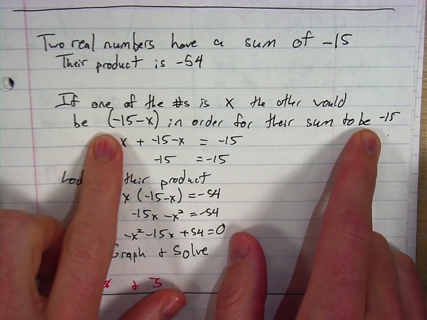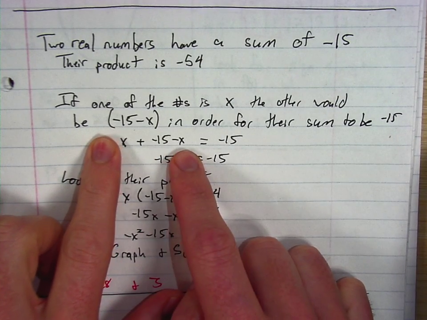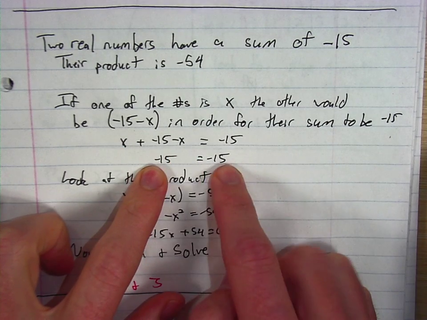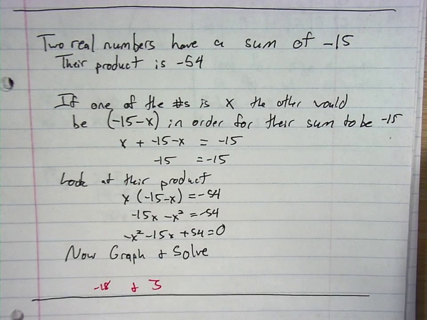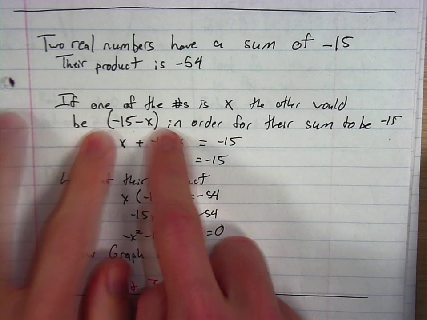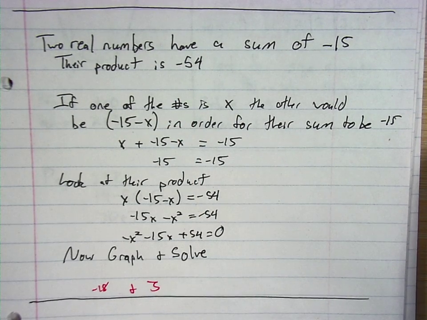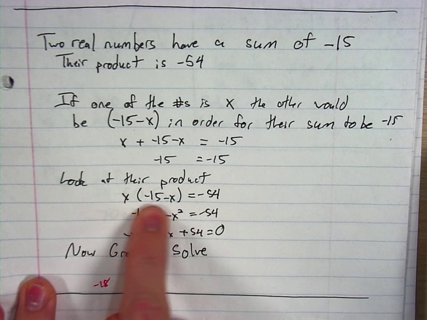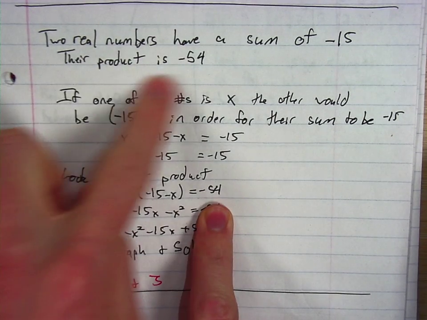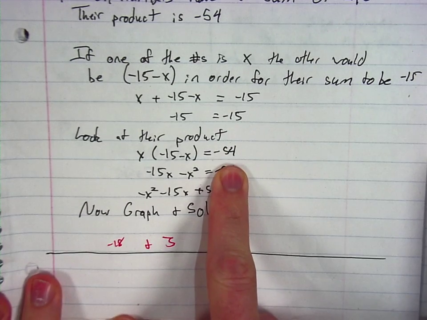Right? So if I had x and -15 minus x, and I add those up, the x and the negative x would cancel out, and yes, it still would add up to -15. So there's my 2 numbers. I'm going to use x, and I'm going to use this one, -15 minus x. So now I'm going to focus on the product part. I'm going to multiply those 2 together, equals -54. Right? From up here, the product is -54.